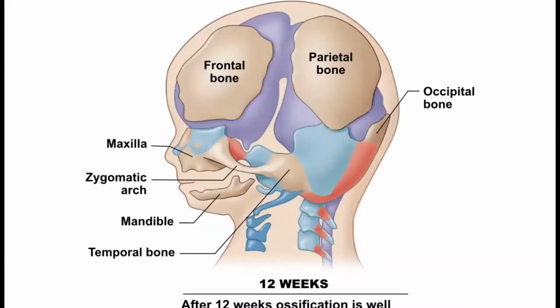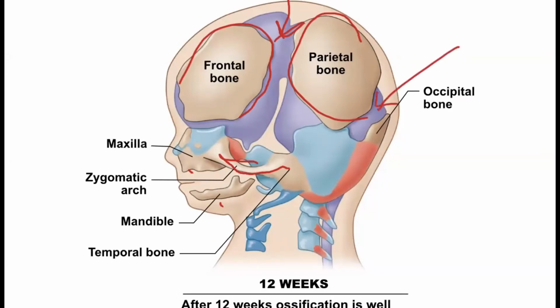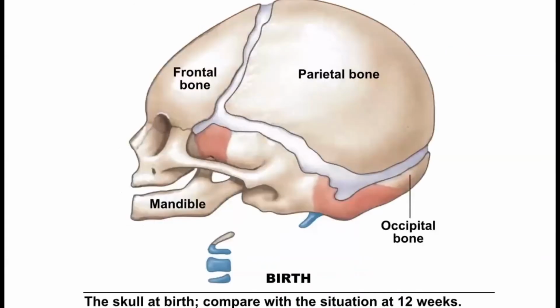Okay. At 12 weeks, you have a lot more bone growth. You can see the zygomatic arch, which is the side of your cheekbones, right? So your mandible, your maxilla, the frontal bone is becoming extremely large here. Your parietal bone is becoming large. This area here is not going to fuse. That's your anterior fontanelle, and this will be your posterior fontanelle. Remember, the fontanelles don't fuse, so the skull can be deformed.